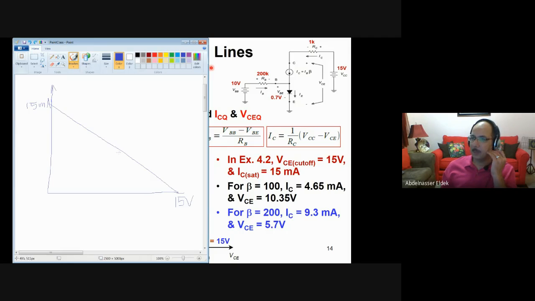So now, the operating point is located on this line. Where is IC? Where is VCE? If this is a point Q, you can start calculating any one you like. But of course, how do you calculate it? First, you calculate IB, and then after that, you calculate IC. Then you calculate VCE. This is the sequence.